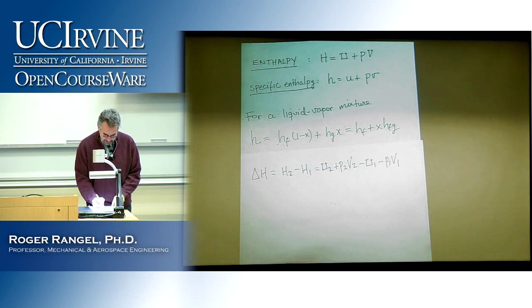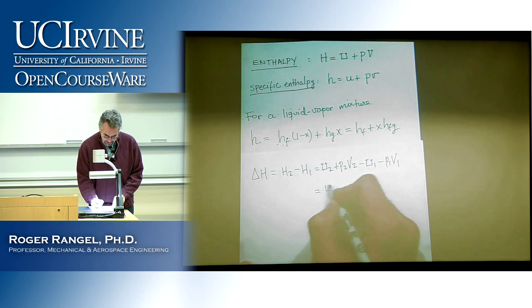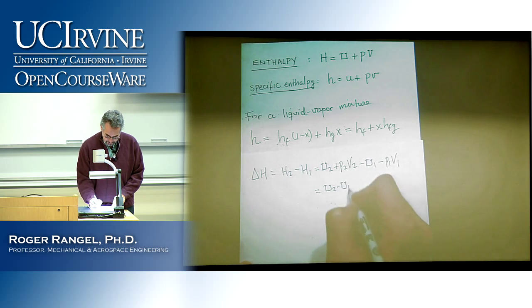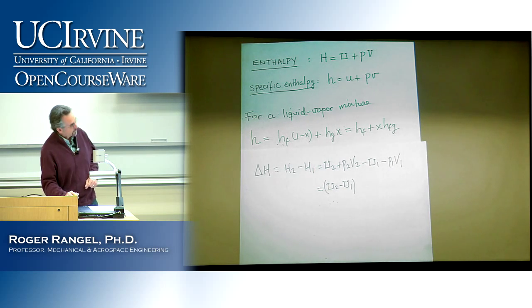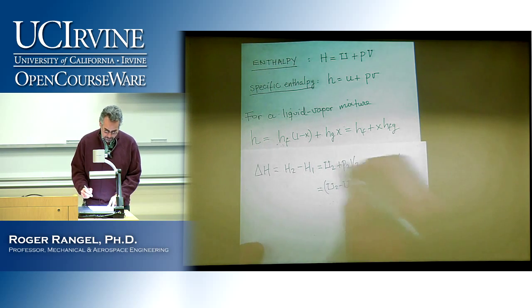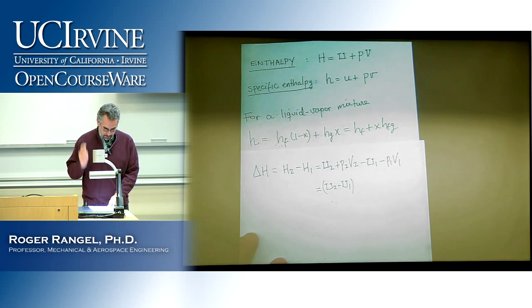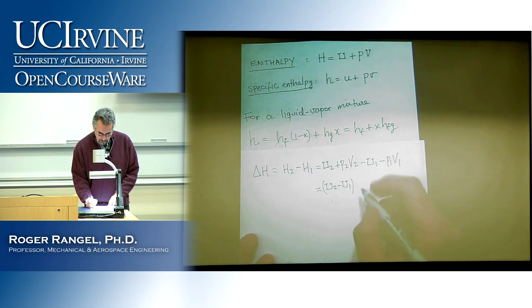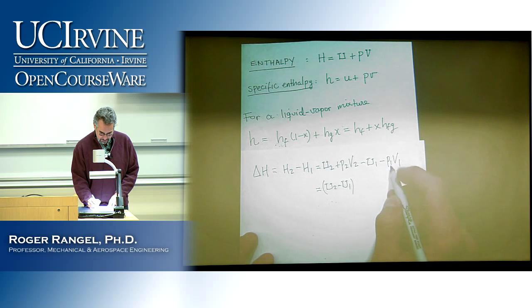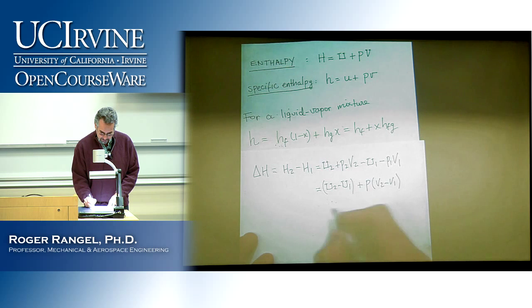But let's group terms in a different way here. So let's take the U2 minus U1 and put them together here on the first part of the right-hand side. So I've taken that and that. And now the pressure. But in our problem, the pressure was constant. So P2 and P1 are the same. So I can just write P, either one. And then I have, of course, V2 minus V1. So that's the only thing that you have to be careful about, that this is only true if P1 equals P2.